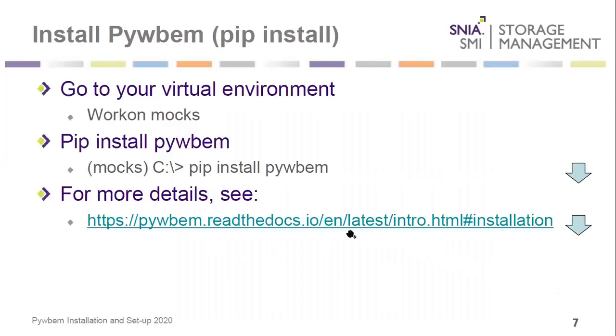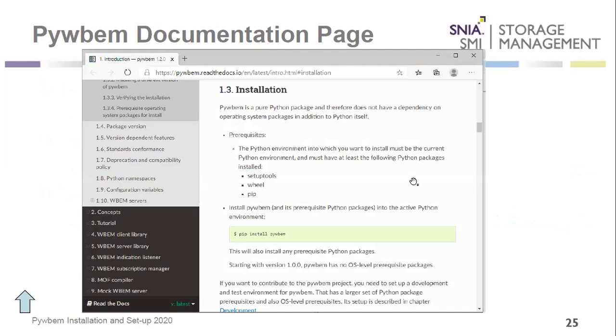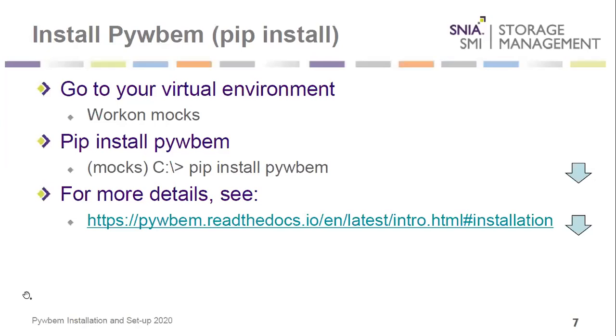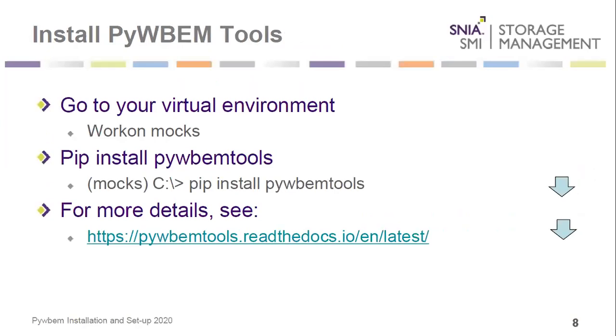Now, for documentation on pywbem, in this case the installation, you can go to a web page and it will tell you about installation. You can back up to a higher level and see other documentation of interest. So that gets pywbem installed.